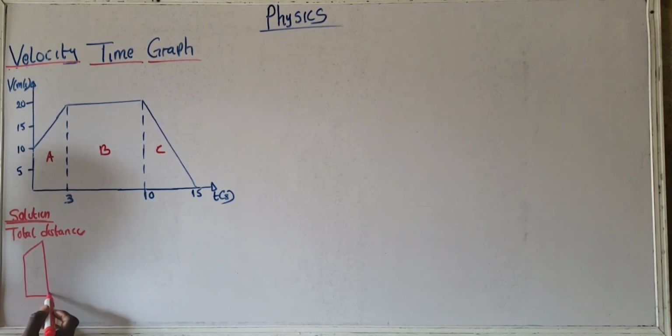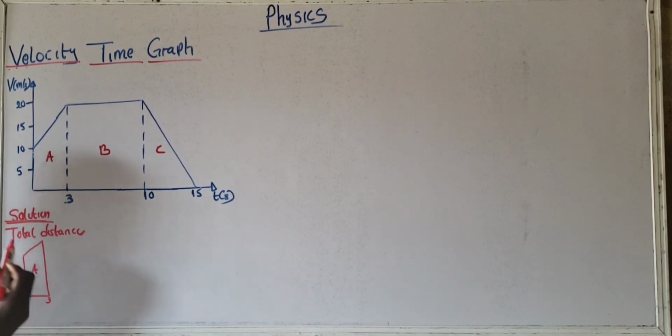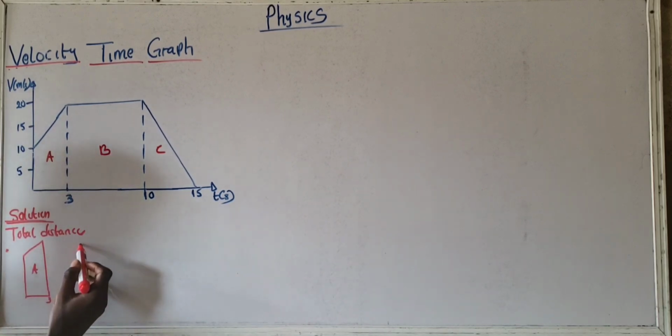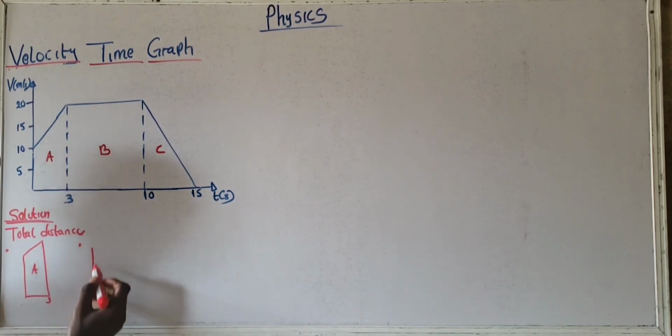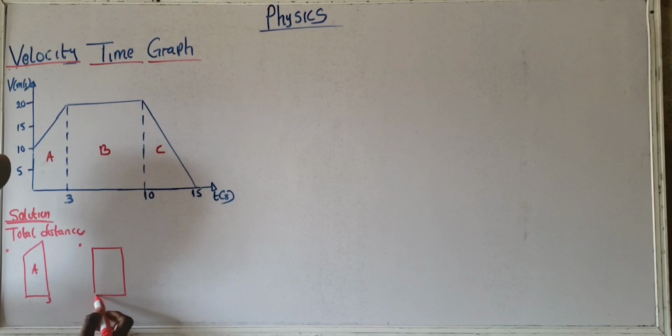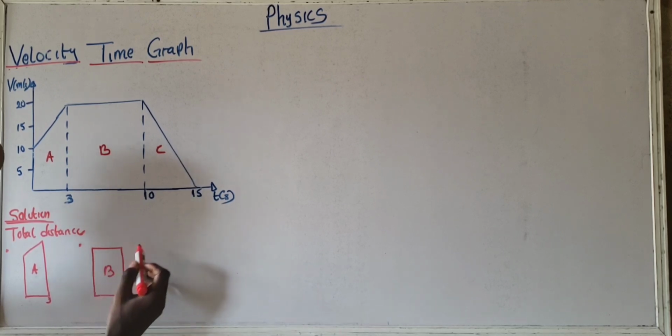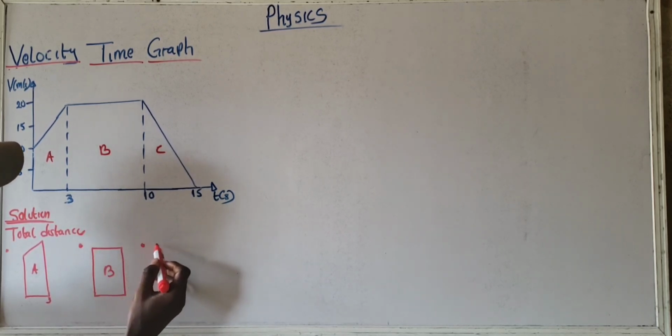We have something like this. You know, and from this point to this point is 3. Then, please pay attention. Shape A. Let us draw shape B. This is how B looks like. We have B, and this is how C looks like.